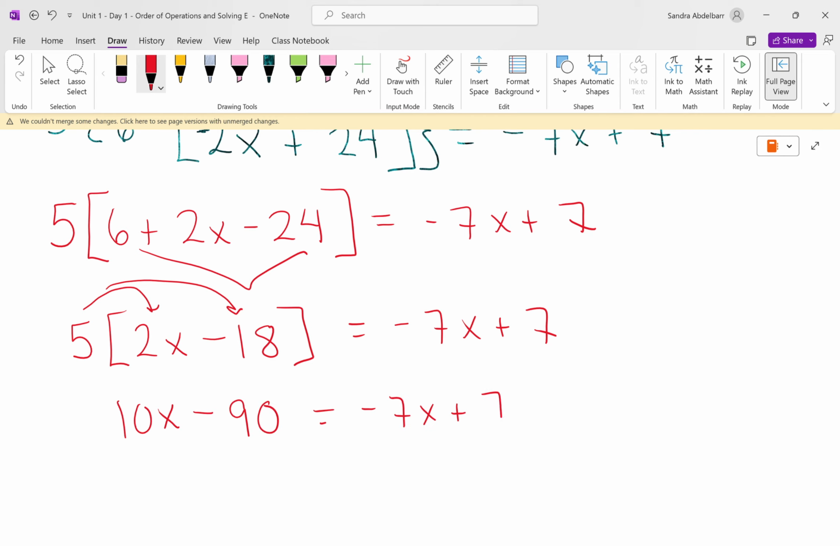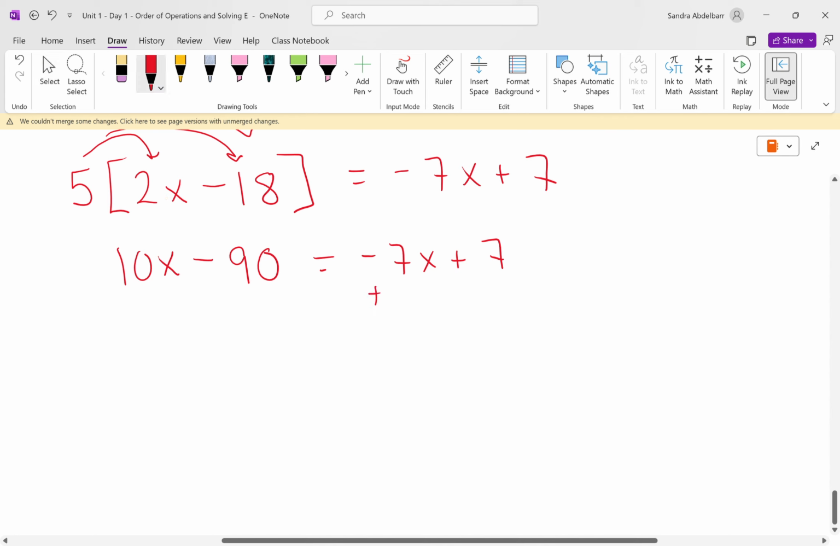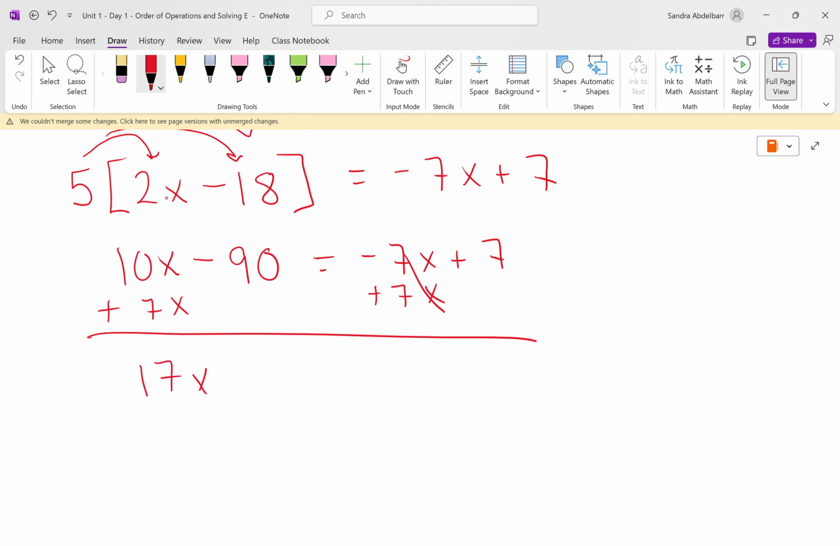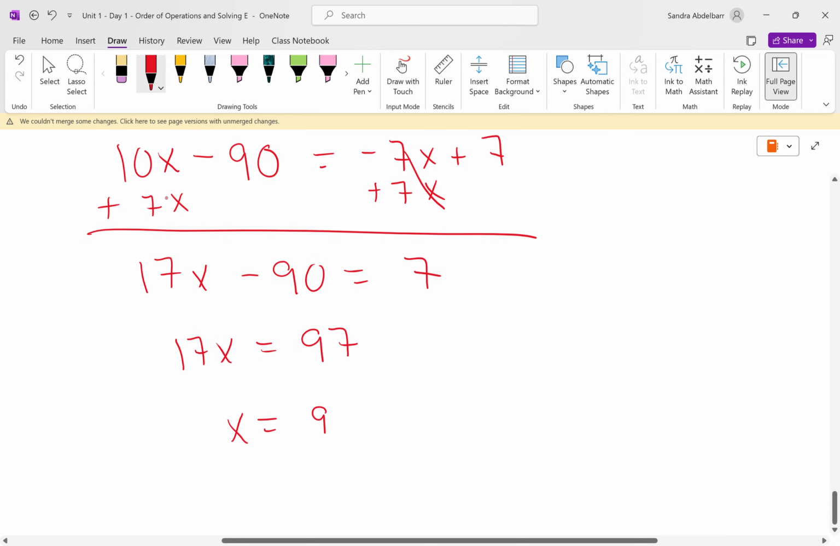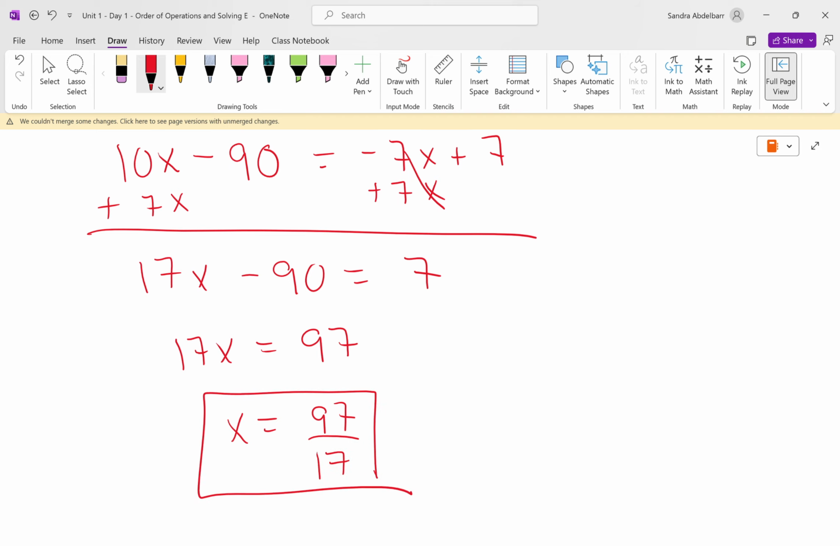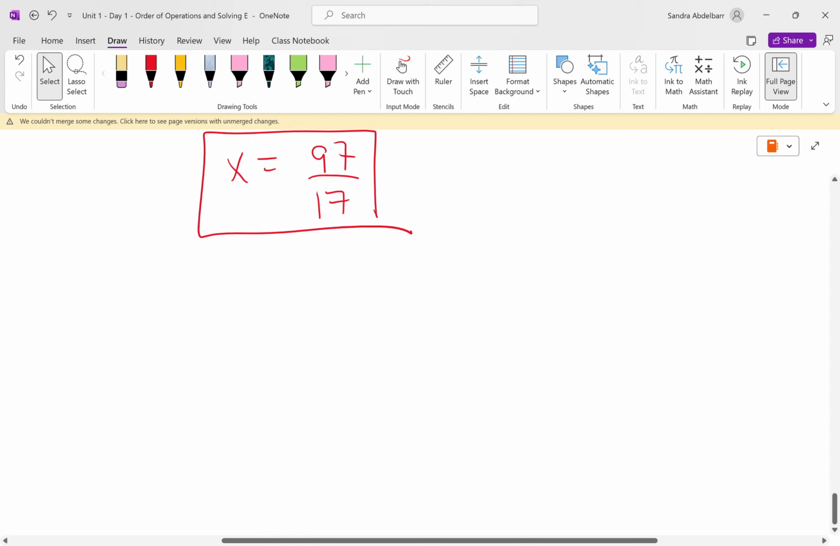Now I'm going to distribute in that 5. So we're going to get 10x and 18 times 5 is 90. Does that sound right? Equals -7x plus 7. We're going to bring that 7x over, and we get 17x minus 90 equals 7. 17x equals 97, and x will equal 97 over 17. So we found our answer.